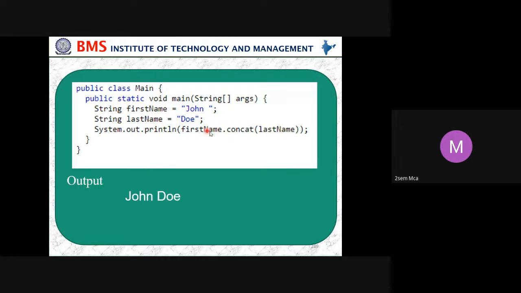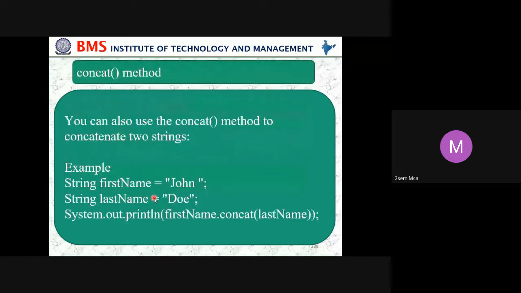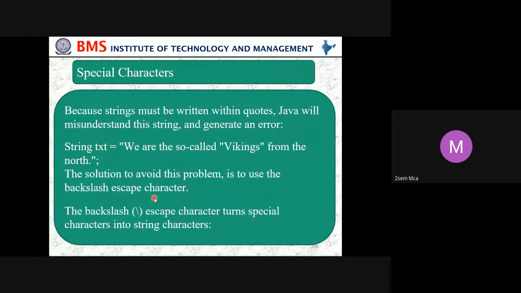So here John and Dio will be concatenated. This is the second method. First method is plus, second method is concat. So that is the two methods for combining.